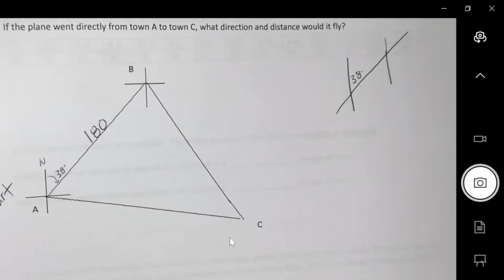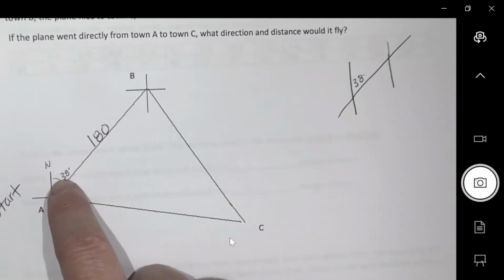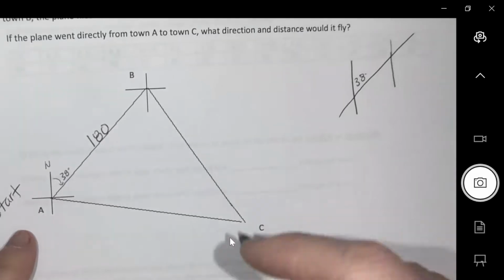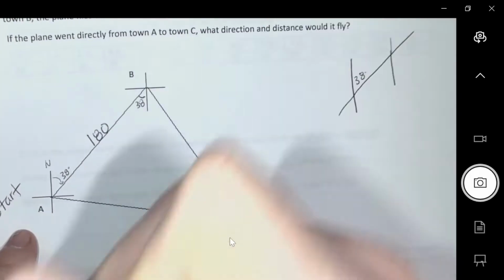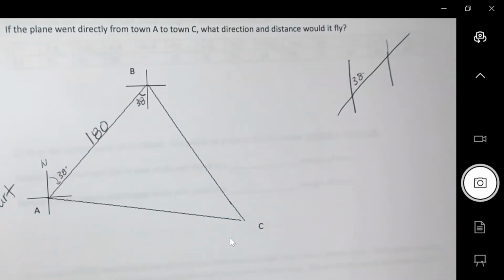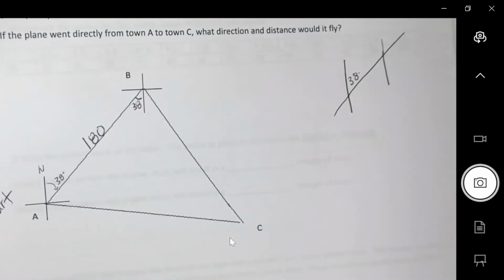where else could I put this 38? Do you remember all your things? Alternating exteriors, alternating interiors, corresponding. I can put the 38 there. You see it? It's an alternating interior. So you can flip-flop the 38. That's important to transfer it because without that you don't have enough information to solve it.